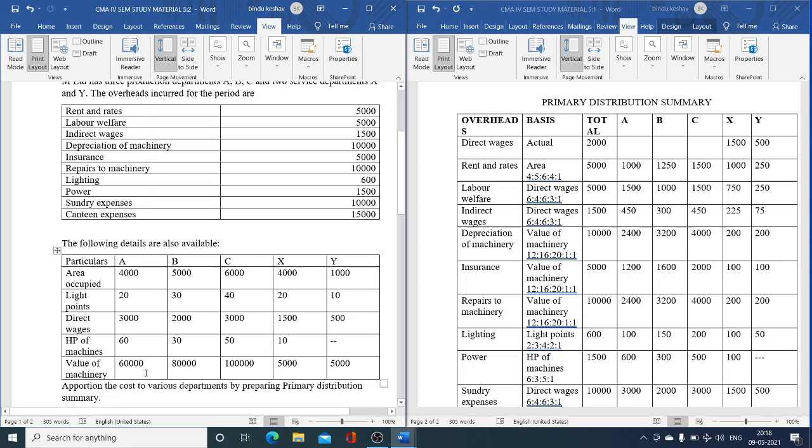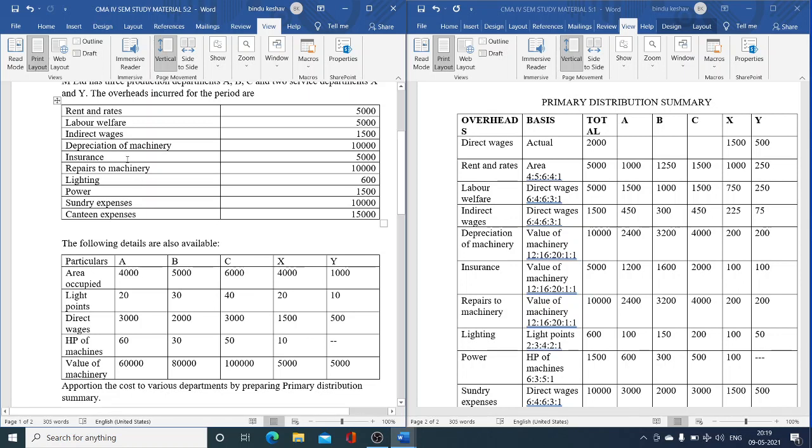12:16:20:1:1. So first we'll have to see the amount. It is 60,000, 80,000, 1 lakh, 5,000 and 5,000. We can simplify the ratio by writing it like this: 60, 80, 100 and 5 and 5. And again we can simplify it by dividing it by 5. So 10,000 rupees will be apportioned among the different departments like this. For A department 2,400, B 3,200, C department 4,000, X department 200 and Y department 200.